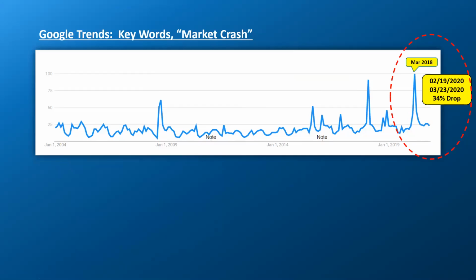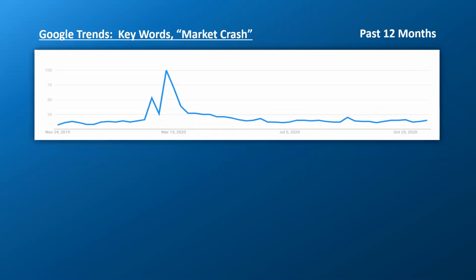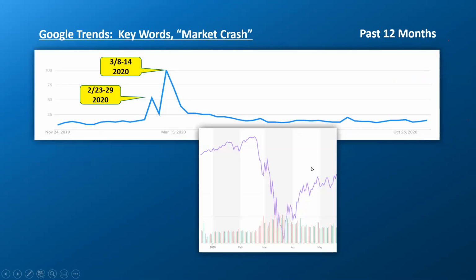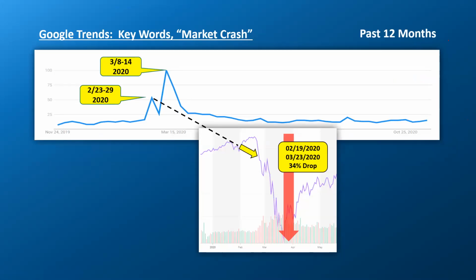Let's look at this last peak in more detail. We will use a 12-month period in Google Trends. You can see the line peaked during the week of February 23rd, then peaked again during the week of March 8th. These two peaks correspond to this drop in the S&P index, which took the market down 34%. When the first alert showed up in Google Trends, it was about here on the timeline. In other words, if you had owned an S&P index fund and sold at this point, you would have avoided more than 75% of the loss.